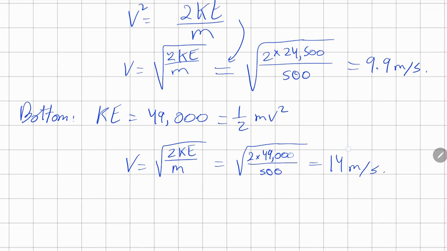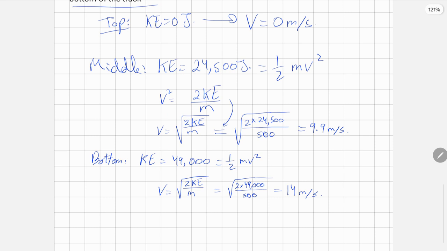And this is something important to note. We would think that if the kinetic energy is doubling, so here at the bottom it is double the energy at the top, then the velocity should also double, but that is not the case. The velocity doesn't necessarily double. It went from 9.9 to 14, so in fact it didn't even get close to doubling. It only increased by around 4 meters per second.